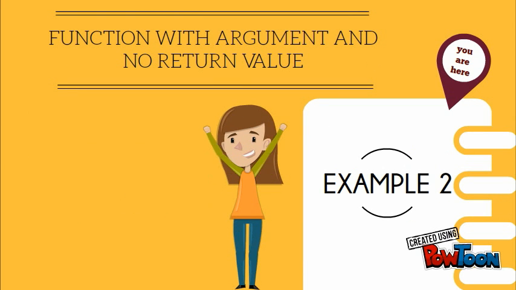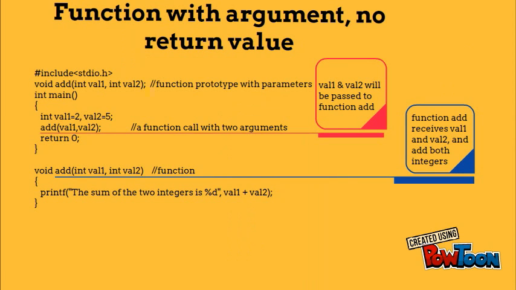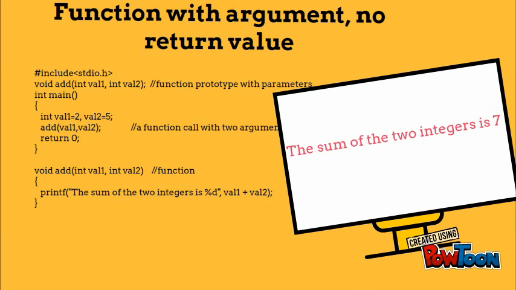Okay, now let's move to example 2. Two values will be initialized in the main function, and then the function caller will pass these values to function add, and then function add will add the two integers and print the result from the function itself.